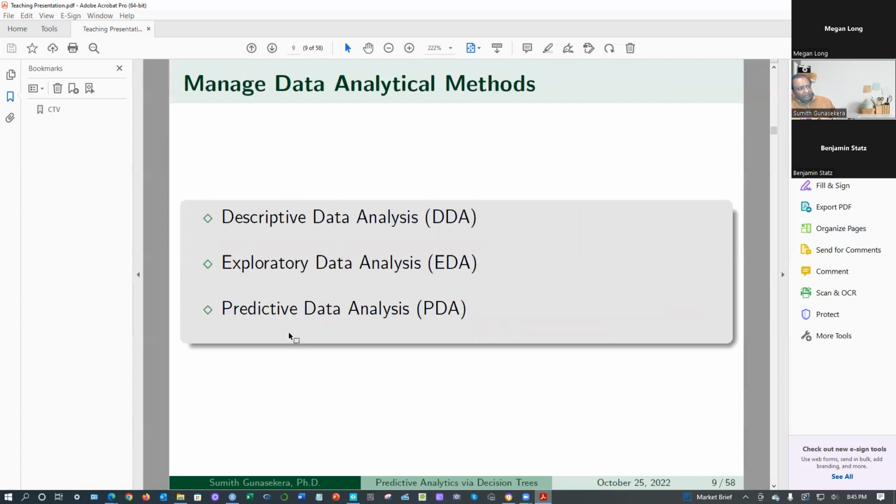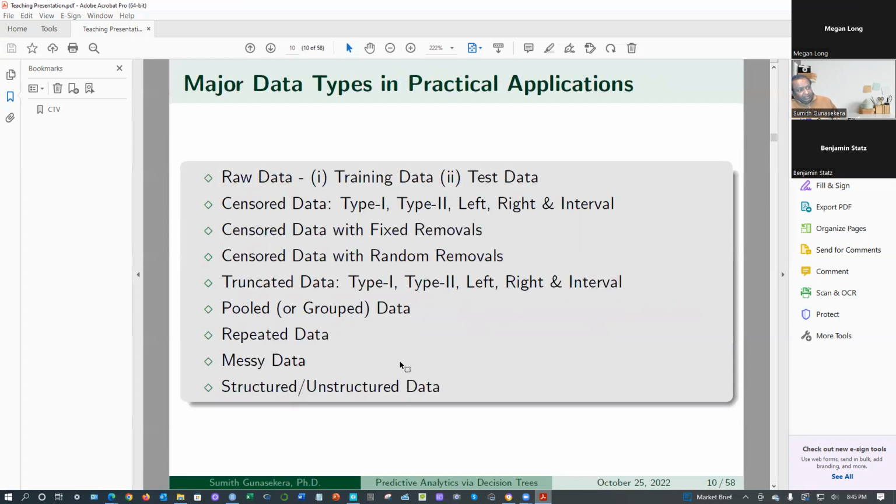So these are the main data analytical methods. This is the part we are working on right now. These two together, actually. The predictive part you're going to learn later on. PDA, EDA, PDA. See, this is the key part.